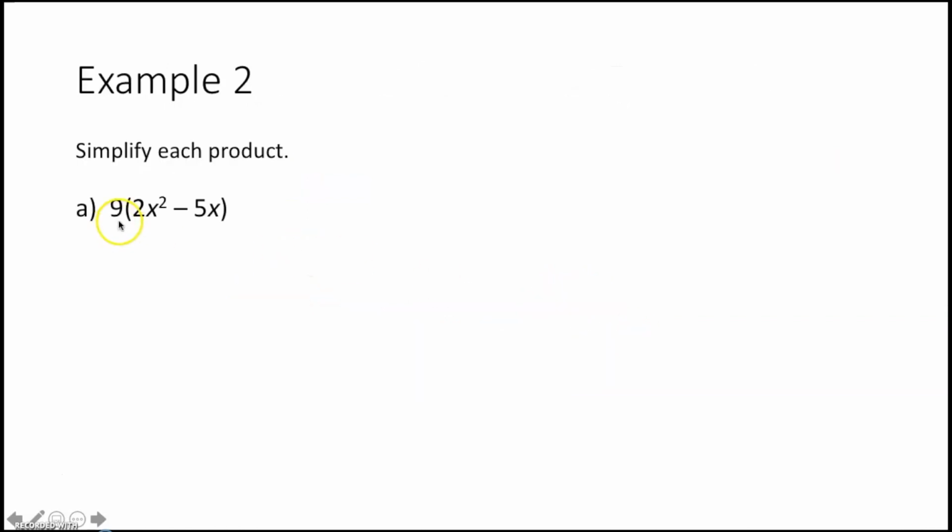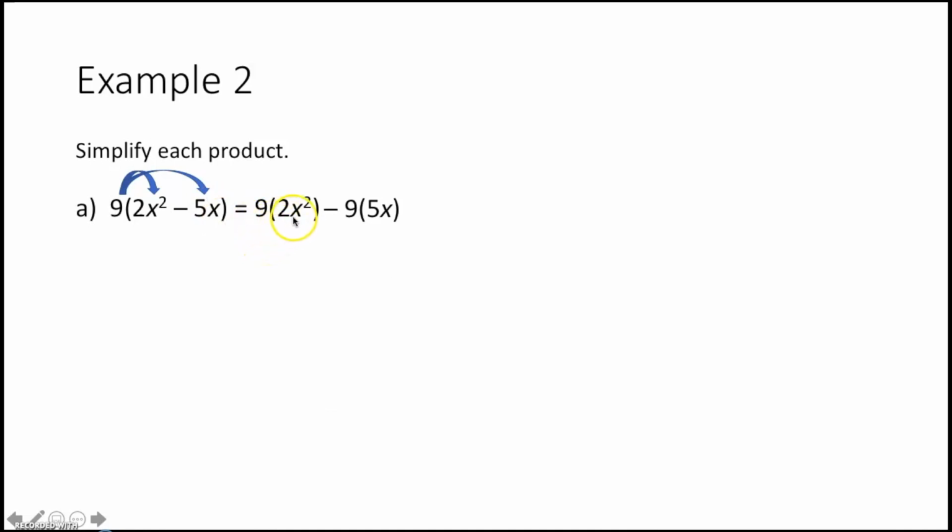Example 2, we're multiplying a monomial, or a constant in this case, to this binomial. So again, we just use the distributive property. We're going to multiply the 9 to the 2x squared and the 9 to the -5x. Now, all we have to do is simplify like we were doing.